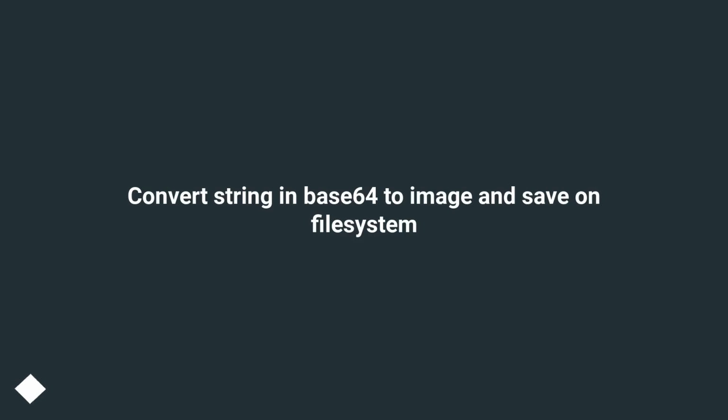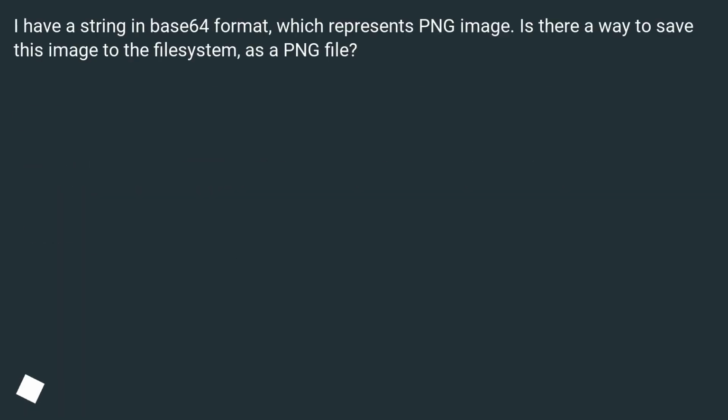Convert string in base64 to image and save on file system. I have a string in base64 format, which represents a PNG image. Is there a way to save this image to the file system as a PNG file?